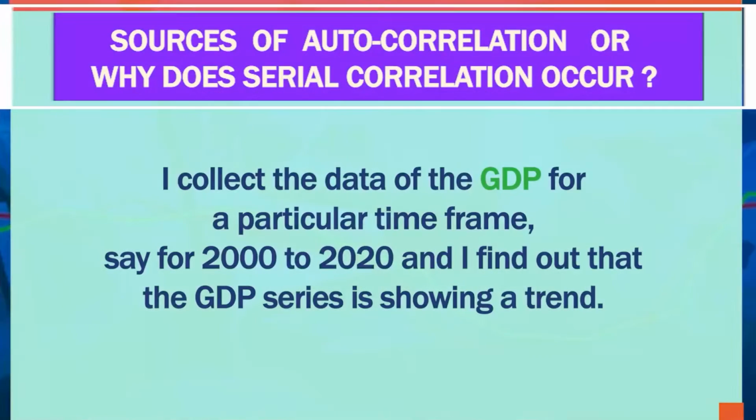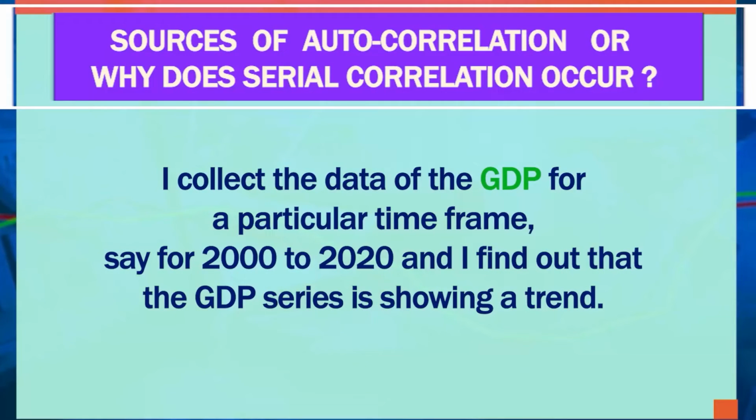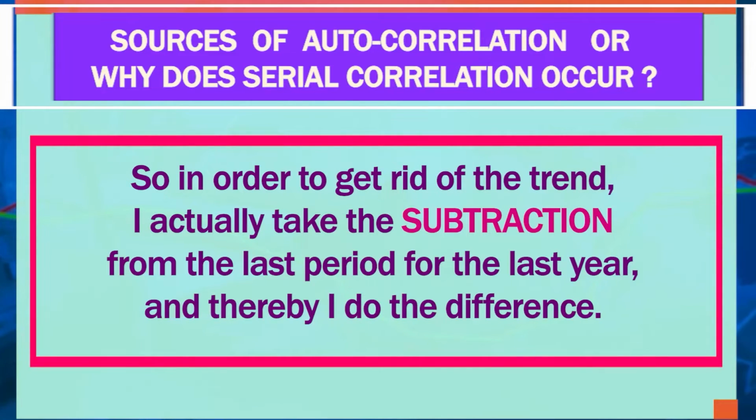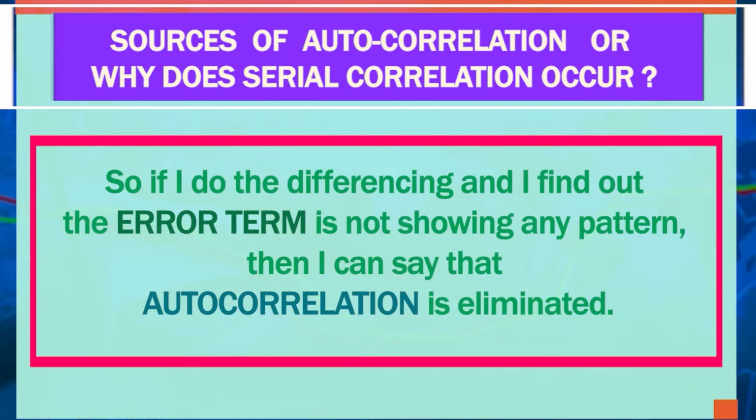researcher. Next, we go for a very important case which is considered by the time series econometricians, that is the data transformation. Suppose I collect the data of the GDP for a particular time frame, say from 2000 to 2020, and I find out that the GDP series is showing a trend. So in order to get rid of the trend, I actually take the subtraction from the last period or the last year, and thereby I do the difference. So if I do the differencing and I find out the error term is not showing any pattern, then I can say that autocorrelation is eliminated.